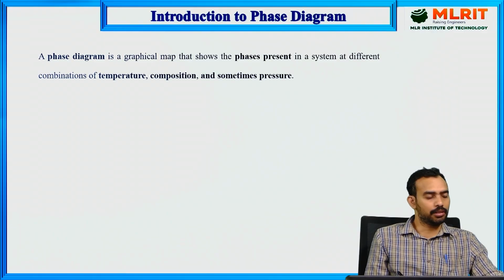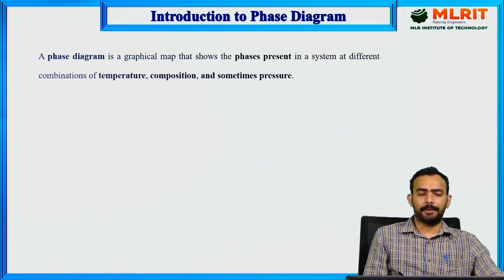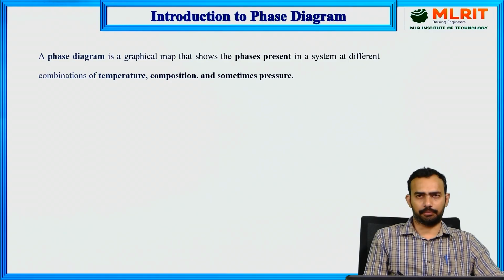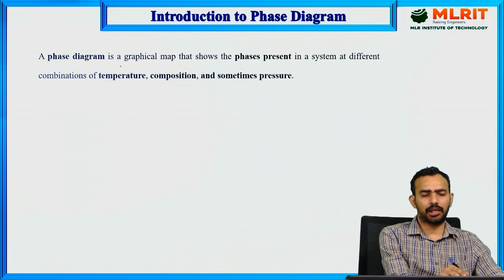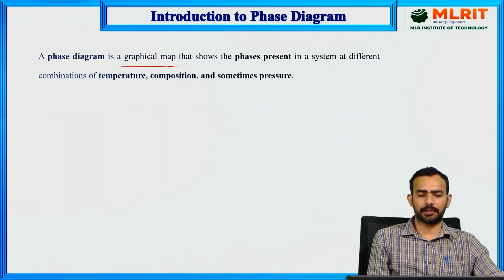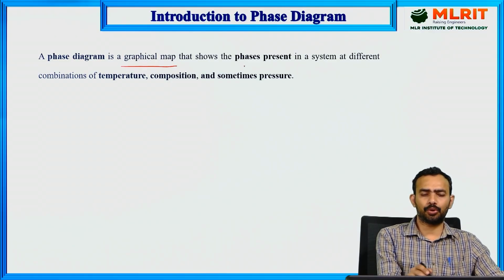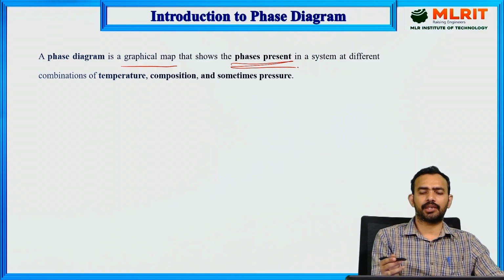Right? So next we will see the phase diagrams, an introduction to the phase diagram. What is a phase diagram basically? It is a diagram. A diagram is nothing but a graphical map, a graphical representation that shows the phases present in a system.